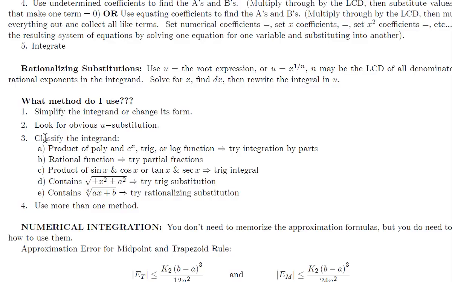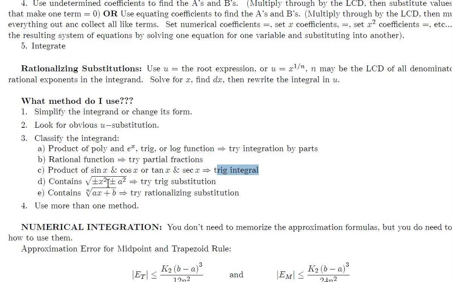See if you can use a u substitution. And if that doesn't work, start to classify your integrand. If you see a polynomial or a power of x times an e to the x, or times cosine x, or a log function, that's going to be your hint to try integration by parts. So things like x e to the x or x cosine x. If you've got a rational function, that's a polynomial divided by a polynomial, that's a clue for partial fractions. If you've got products of sines and cosines or tangents and secants, then you're looking at a trig integral.